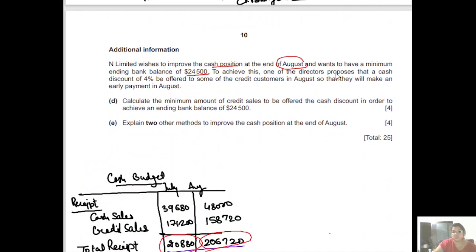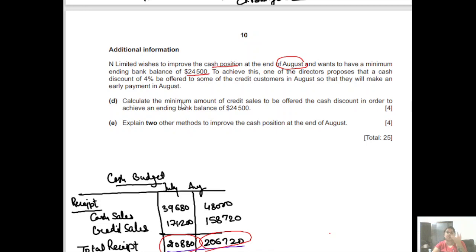24,500. To achieve this, one of the directors proposed to give a cash discount: offer a 4% cash discount on credit sales. Whatever credit sales you have, give them 4% so that you can achieve this much cash balance. So they have to make early payment, so that they pay quickly, because to improve the cash position you need more money.